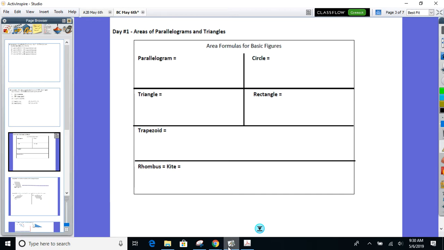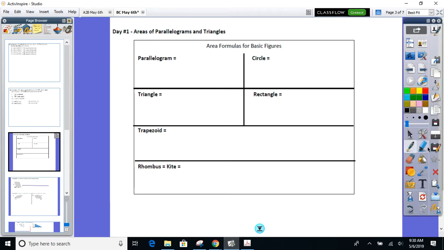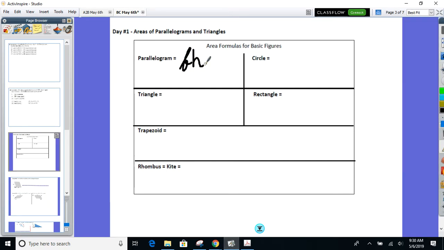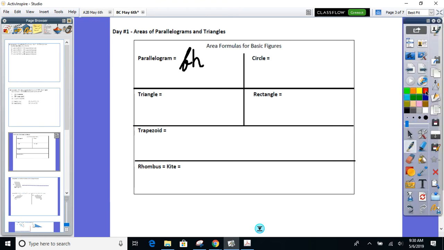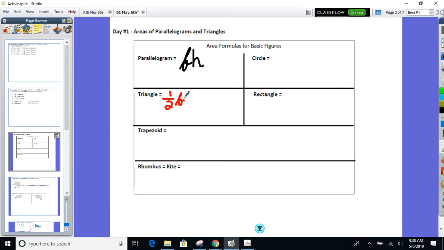Yes, but it doesn't really have a length and a width. We call it a base and a height. Yes. So for parallelogram, base and height. Yep. You think you got another one there, Mason? Oh yeah. Triangle. 1/2 base and height. Yes. Some of you may do base times height divided by 2, whatever floats your boat.